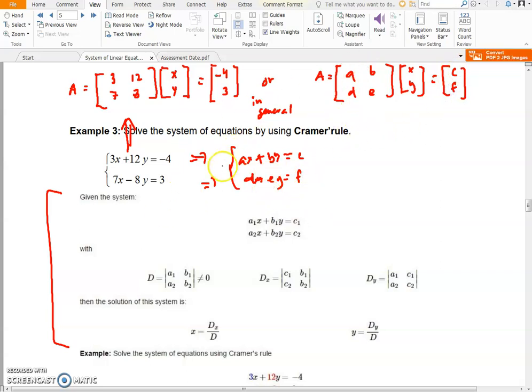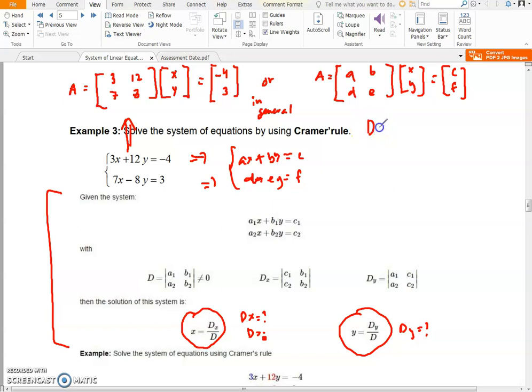You can change this actually into matrix form. So in order for you to get the values of x and y, you can use the formula: x equals dx over d, and y equals dy over d. But now the problem is you do not know the values of dx and d. So what is the value of dx? What is the value of d? And also, what is the value of dy? In order to do that, let's try to see how to obtain the value of d.